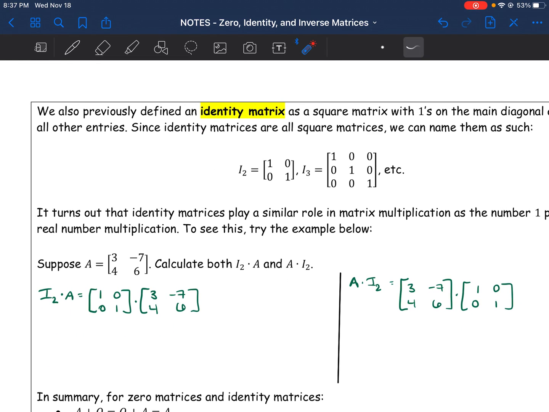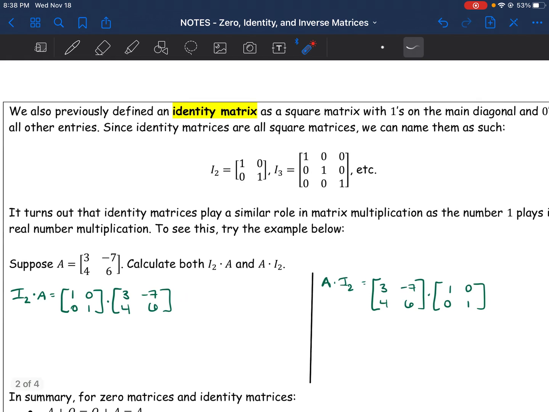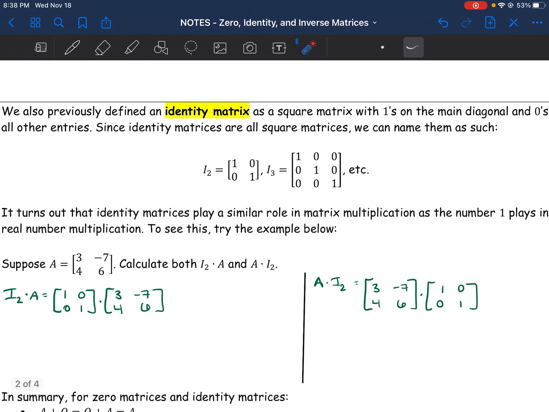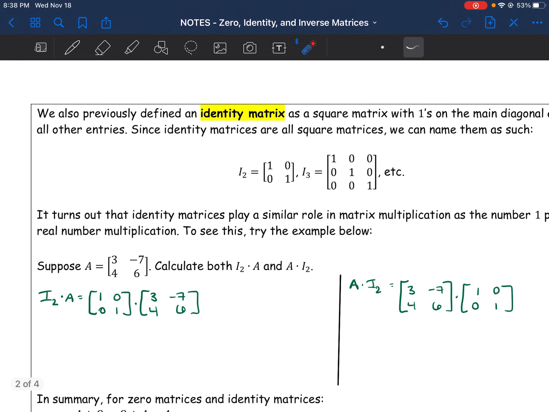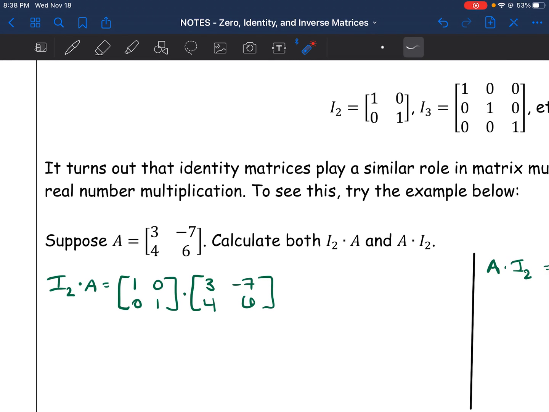Now, just like the 0 matrix was similar to 0 in the real numbers, the identity matrix plays a very similar role in matrix multiplication as the number 1 plays in real number multiplication. So let's see an example below. Let's take the same matrix from before, matrix A with elements 3, -7, 4, and 6, and let's calculate both the 2x2 identity matrix times A, and A times the 2x2 identity matrix.